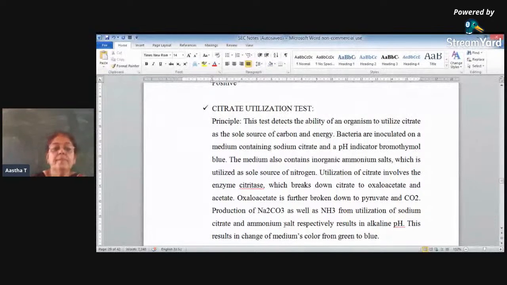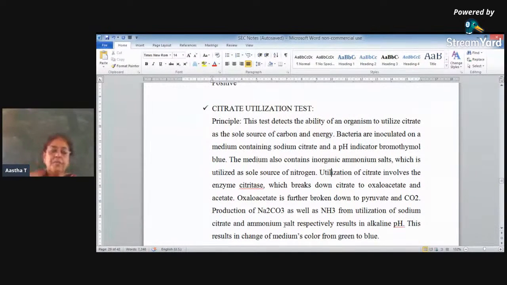So citric acid can be used by some organisms as a source of carbon. Everyone needs carbon and energy, so where does the organism get carbon and energy from? From citric acid. So bacteria are inoculated in a medium containing sodium citrate, and in that we add an indicator so that the indicator will tell you whether there is a change in pH or not, and that is bromothymol blue, BTB. This medium also contains inorganic ammonium salts which are used as source of nitrogen.